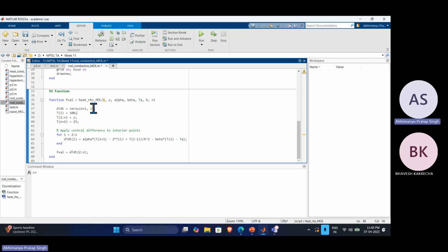I initialize my time derivative vector dT/dt with zeros. The first node I know is at 100 and the last node I know is at 25, so I only need to solve for 9 nodes. I'm assigning the temperature from the second to the nth node with the y values.